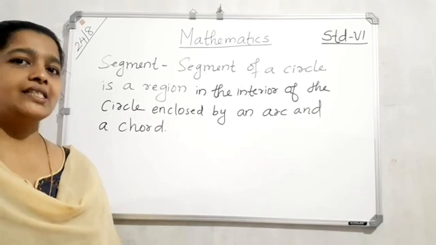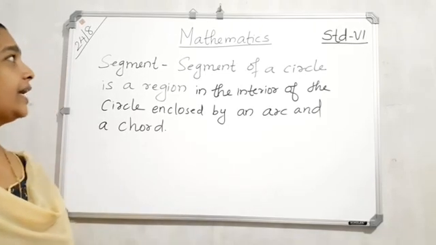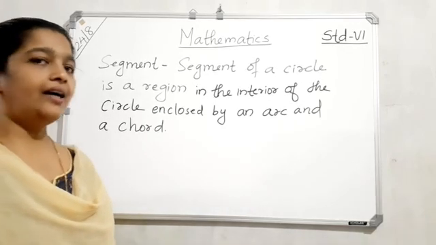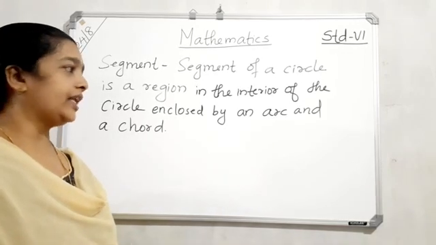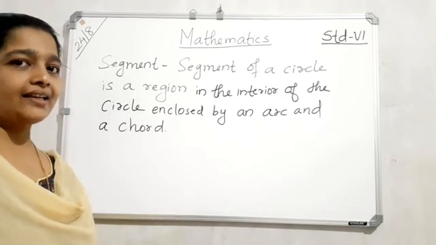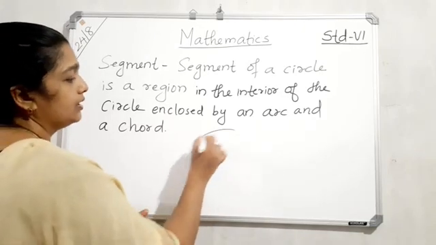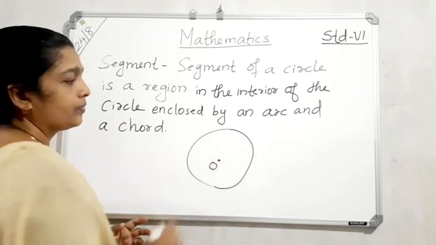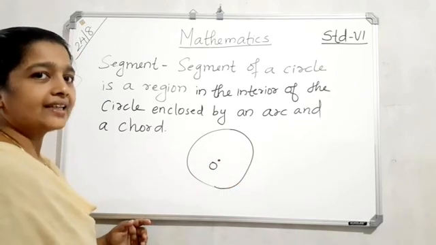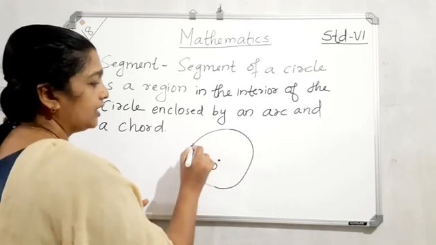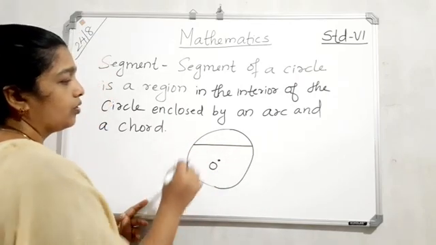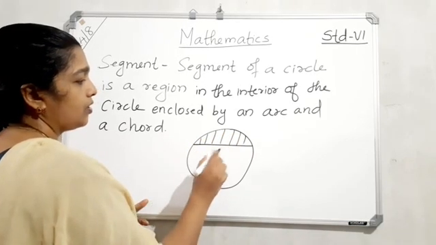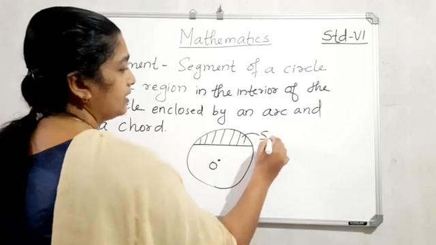Next topic, segment. So what is a segment? A segment of a circle is a region in the interior of the circle enclosed by an arc and a chord. So this is a circle with center O, an arc and a chord. Arc you know, then chord. So this portion is known as the segment of the circle.